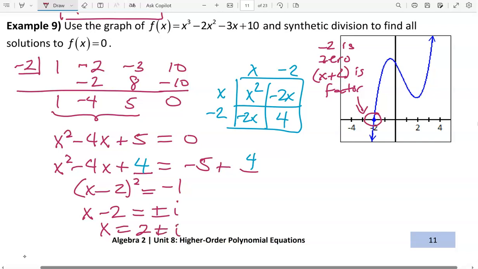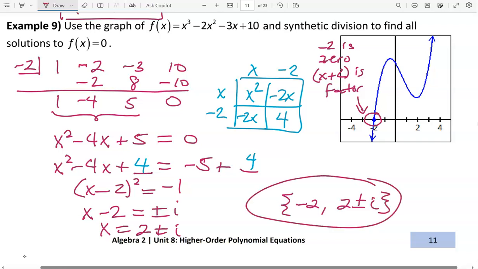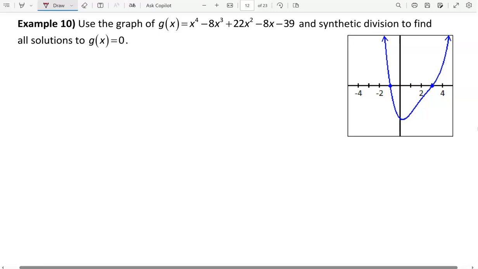So all solutions to f of x equals 0, or all roots of this polynomial, there are 3. Negative 2 is one of them that we saw in the graph, and then 2 plus i and 2 minus i are the other 2. In example 10, you'll see a graph of a 4th degree polynomial, and we can see 2 zeros from this graph. The first 0 is negative 1, and the next one is 3.